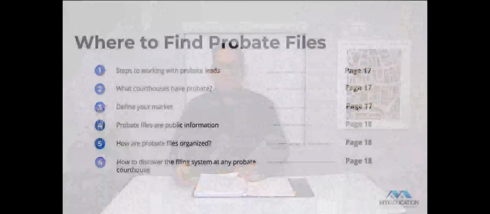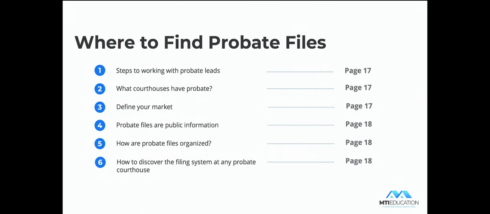Like, for example, in LA County, I think a probate court is STPB, and then they go with the number. So if I'm looking for probate cases in LA County, the case starts with the letters STPB followed by the case number. Okay, so it varies from state to state. How to discover the filing system at any probate courthouse?